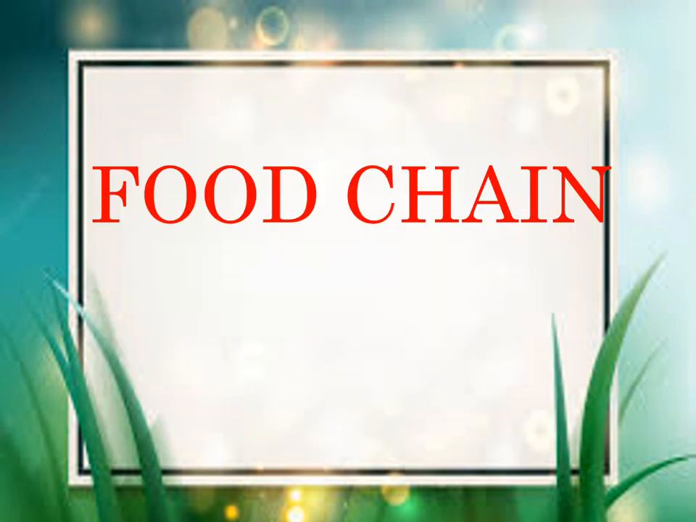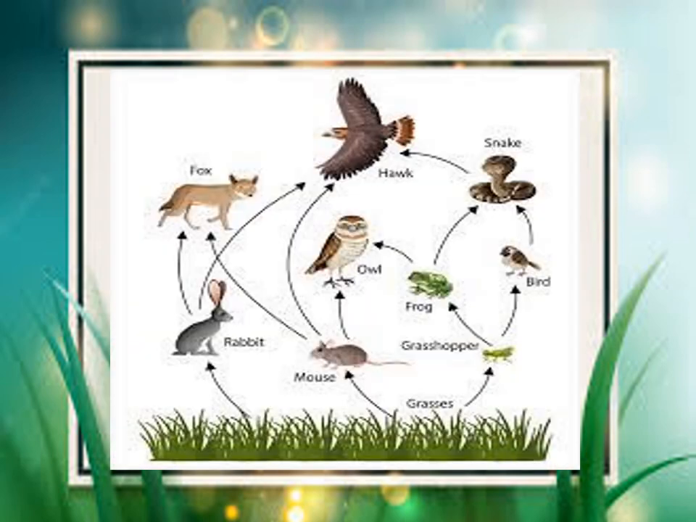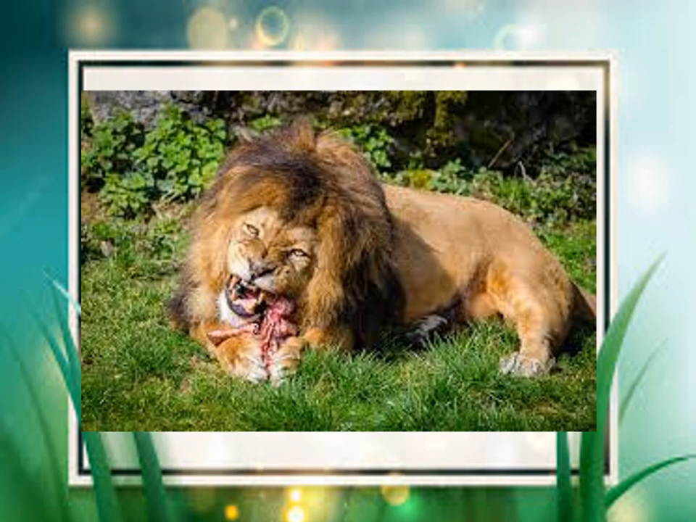Now, what is a food chain? A food chain describes how energy and nutrients move through an ecosystem. At the basic level, there are plants that produce the energy. Then it moves up to the higher level organisms like herbivores. After that, when carnivores eat the herbivores, energy is transferred from one organism to the other.